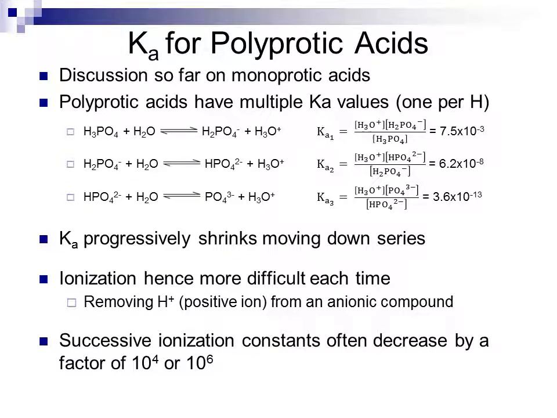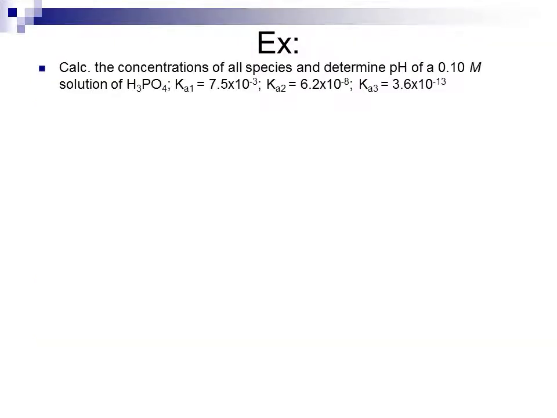So successive ionization constants often will decrease by a factor of 10^4 or 10^6 from the previous constant. So calculate the concentrations of all species and determine the pH for a 0.1 molar solution of phosphoric acid. We write out our equilibrium reaction. Our initial concentration of phosphoric acid is 0.1, for H2PO4- it's 0, and for H3O+ it's 0. Our changes are minus x, plus x, and plus x respectively.